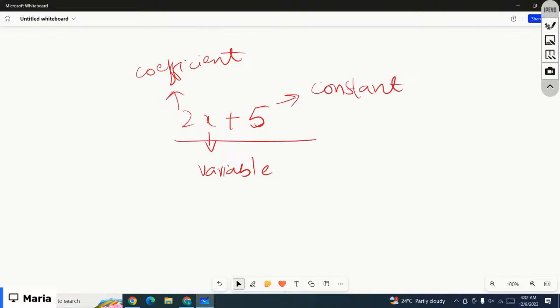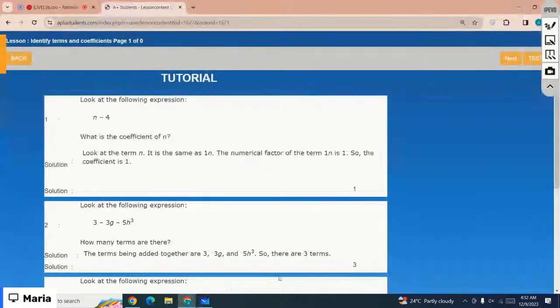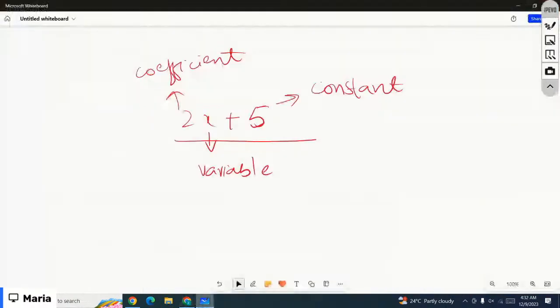Together they make 2x plus 5, which makes a term, right? So if the question is how many terms you have, you have two terms. This is one complete term and this is one complete term. In this expression, x is the variable, 2 is the coefficient of variable x, 5 is the constant, and you have two terms, right? Basically, terms are the ones that are separated by the operators, right?